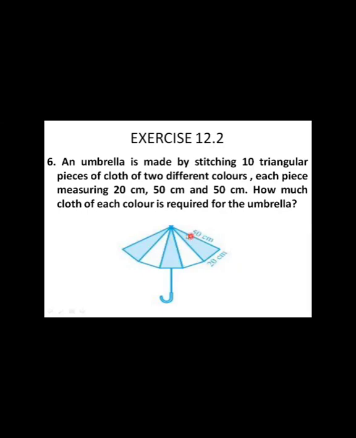As given in the question, the sides of the triangle are 50 centimeter, 20 centimeter, and 50 centimeter. Now, let us use Heron's formula to find the area of one triangle and then conclude how much cloth of each color will be required for the umbrella. Let us go with the solution.